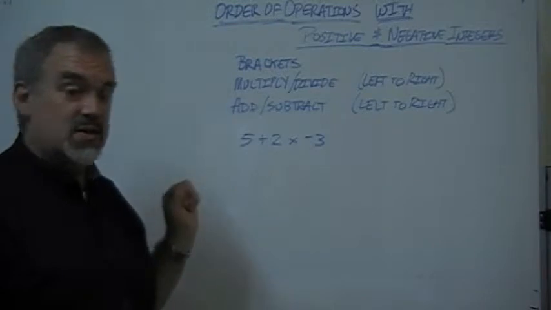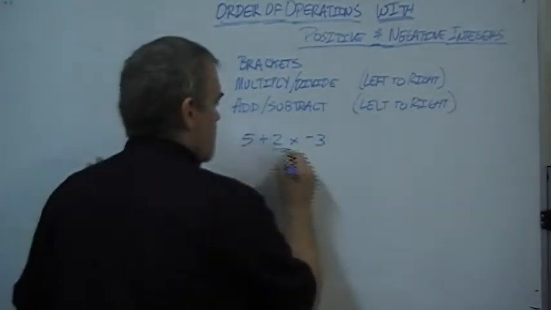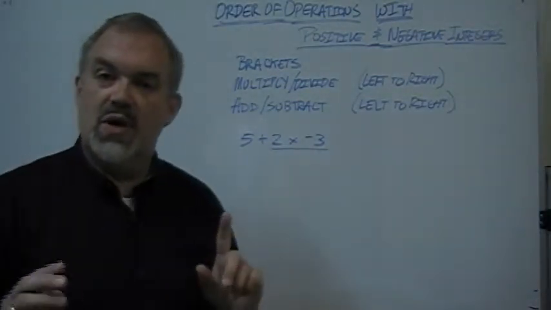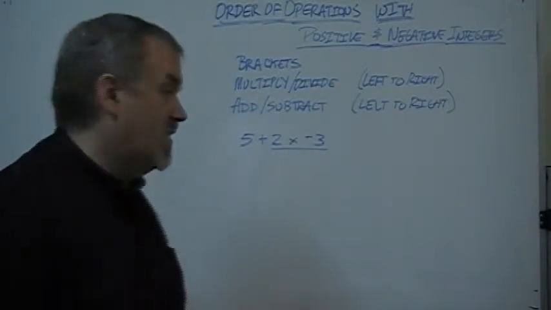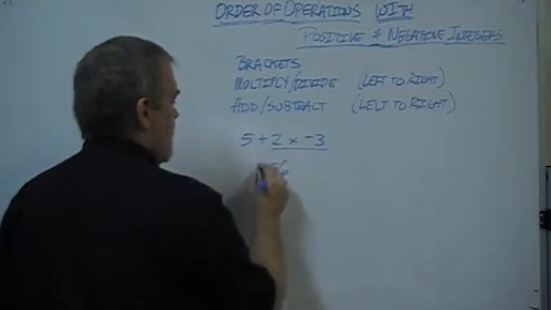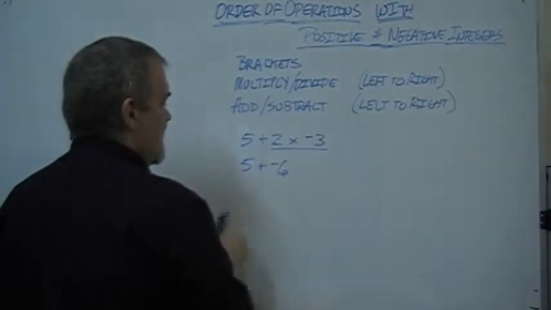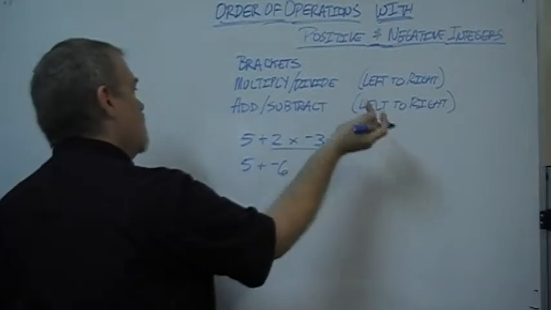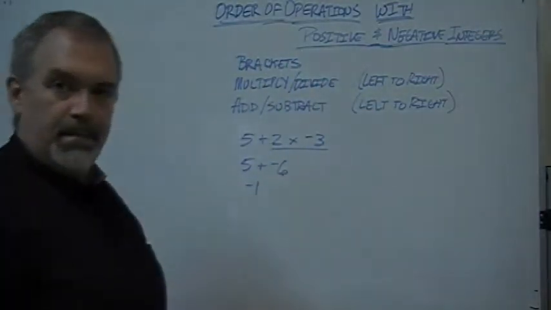There's no brackets to do, so we're going to do multiply and divide first. That means we do the 2 times the negative 3 first. As we know, we've got a product, different signs, so our answer is going to be negative. 2 times 3 is 6, and it's a negative. And then we have the addition and subtraction, which we do second. 5 plus negative 6. Start at 5 on the number line, move 6 that direction, gives me negative 1.